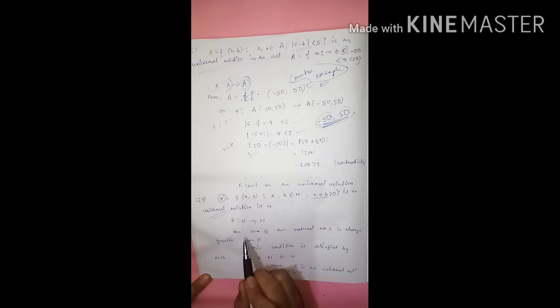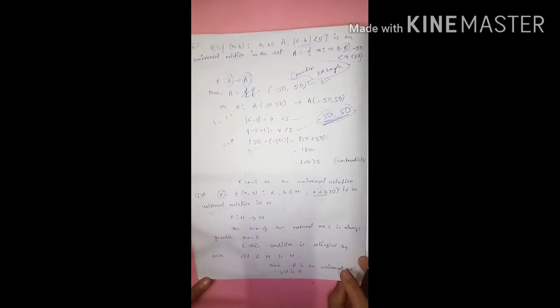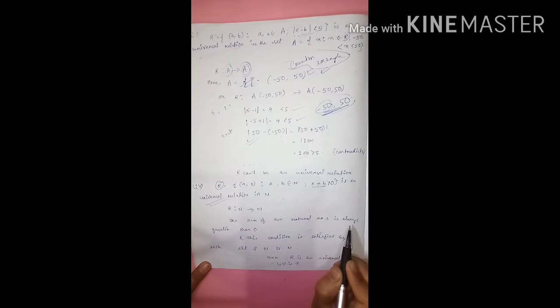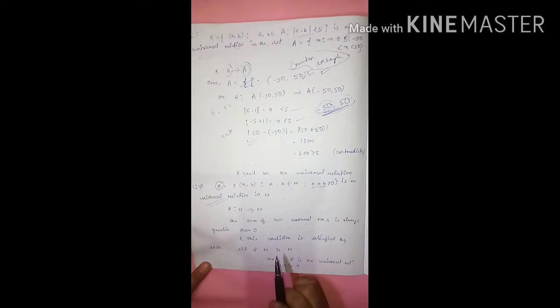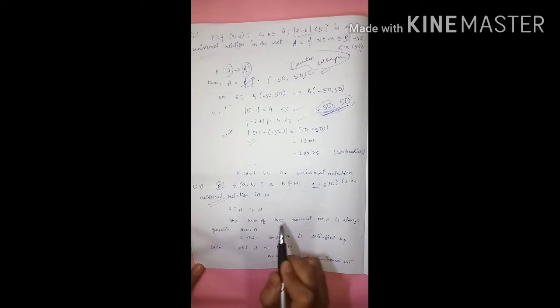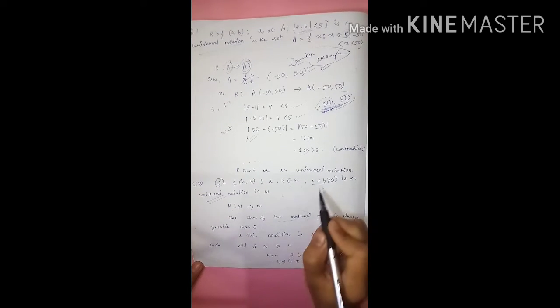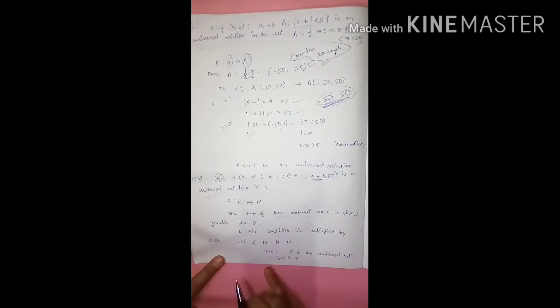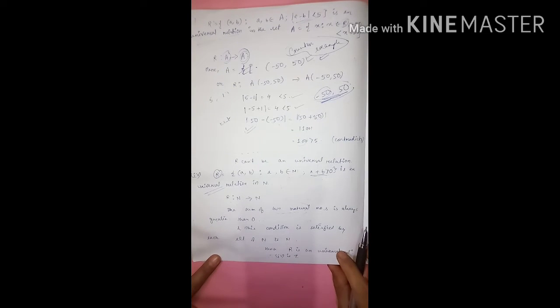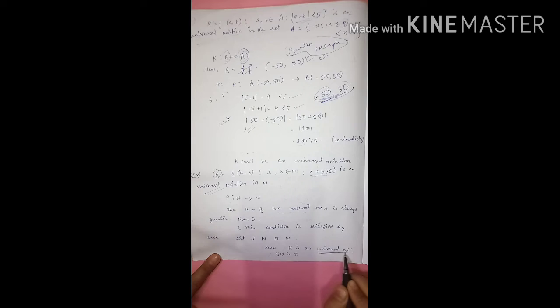Now we know the sum of two natural numbers is always greater than 0, because natural numbers start from 1, 2, 3 up to infinity. So the sum of two natural numbers is always greater than 0. It is very obvious, and the condition is satisfied here. Therefore, this relation is a universal relation. So the statement 4 is definitely true.